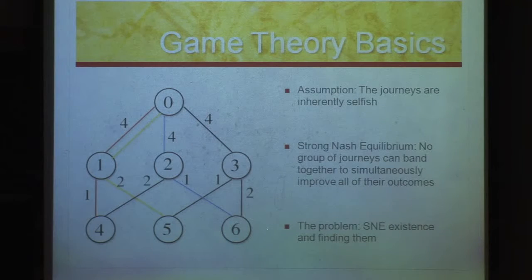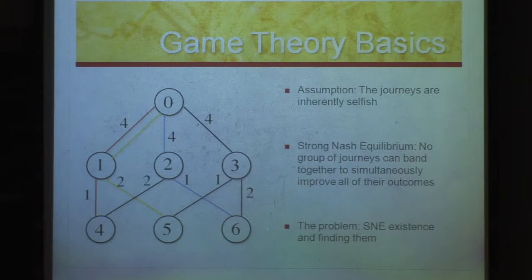So some game theory basics for you. This works for the second definition of optimality. The first assumption is that journeys are inherently selfish. They don't care about minimizing the total resources in a graph. They don't care about how poorly the other journeys are doing. They just want to minimize their own path, their own costs at any cost.